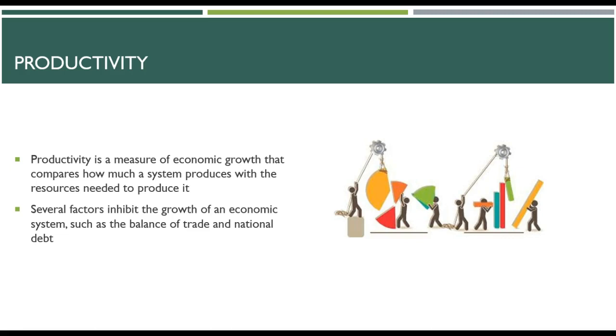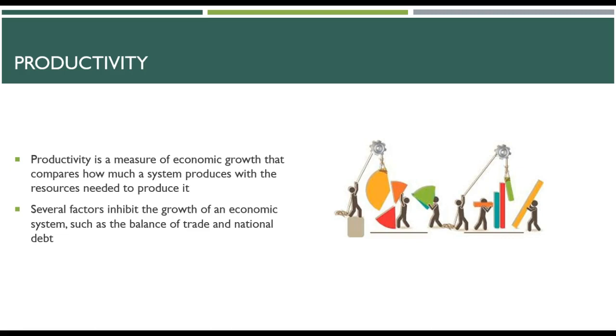Productivity is a measure of economic growth that compares how much a system produces with the resources needed to produce it. If more products are being produced with fewer factors of production, the prices of these products will likely go down. As a consumer, you would need less of your currency to purchase the same quantity of these products. Therefore, your standard of living, at least in regard to these products, has improved. If your entire economic system increases its productivity, then your overall standard of living improves. Standard of living improves only through increases in productivity. Real growth in GDP reflects growth in productivity.